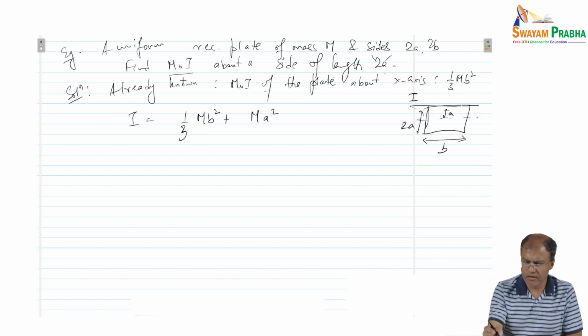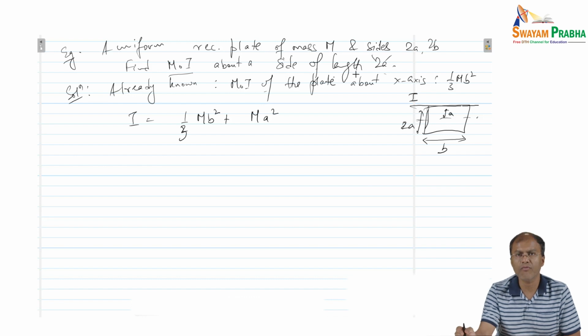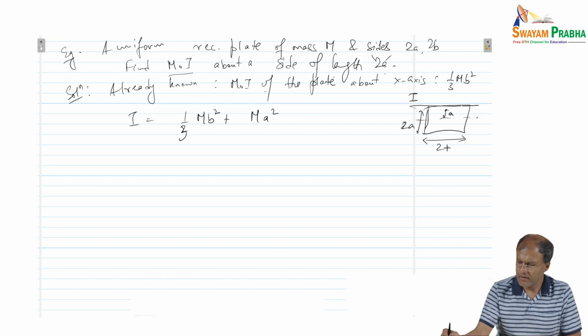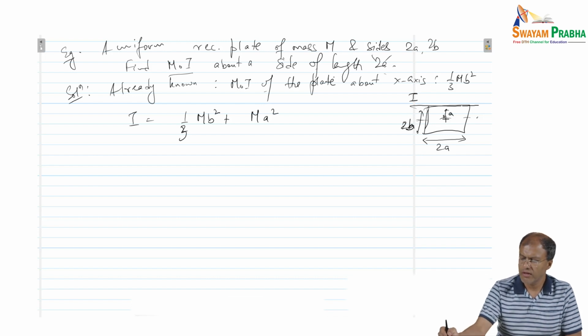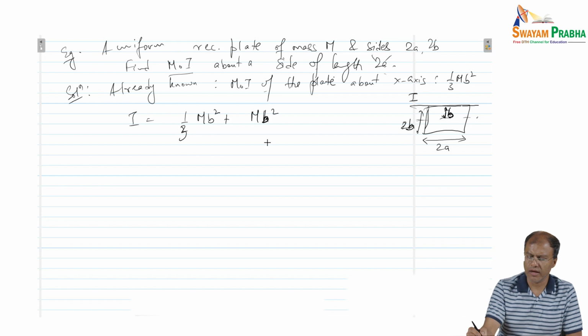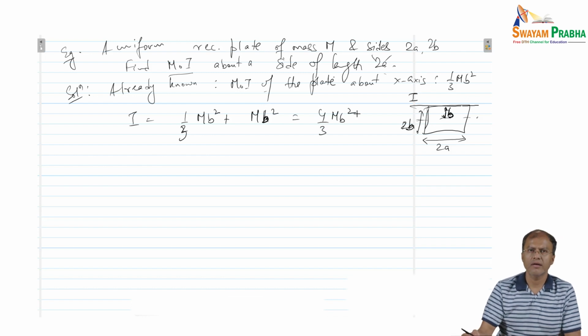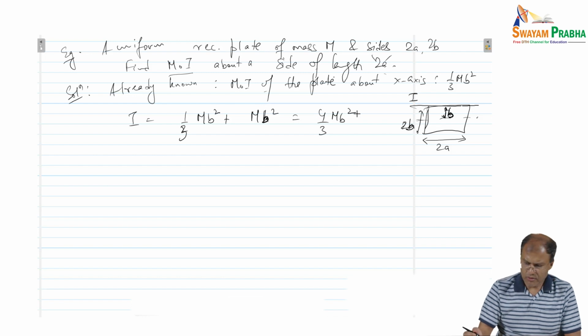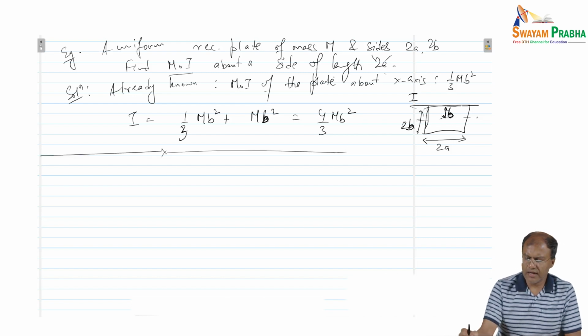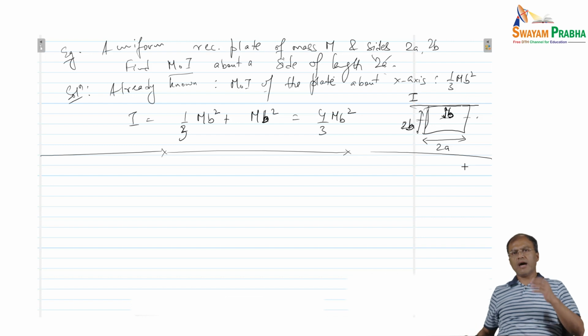Sorry, what is given is find the moment of inertia of the side of length 2a. So if this is our side 2a, so this is 2b. So this particular distance is b, half of the side. So this has to be mb square. So what we get as a final result is 4/3 mb square, right? Okay, so with this small example, the idea of applying parallel axis theorem is quite clear.